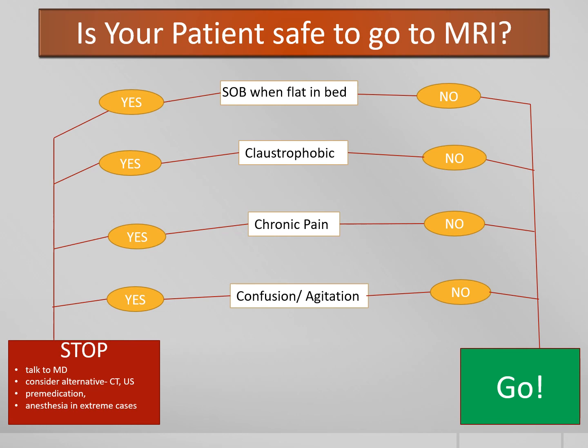Lastly, here is a quick tool for you to use. I'll be posting it in our lounge. It's just going over those same things we went over in a really quick format. So if you're going in to see them, those are the four main areas. If your patient's short of breath when they lay flat, are they claustrophobic? Are they dealing with severe pain? Or are they currently confused or agitated?